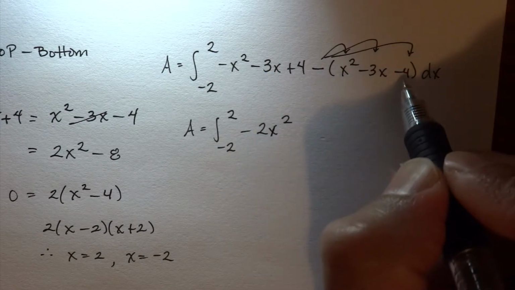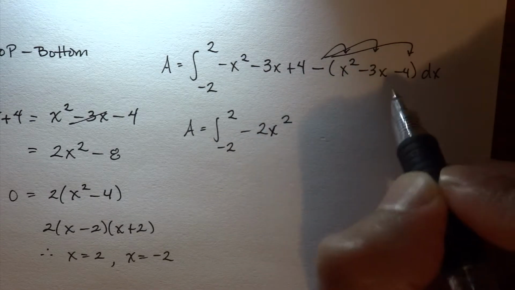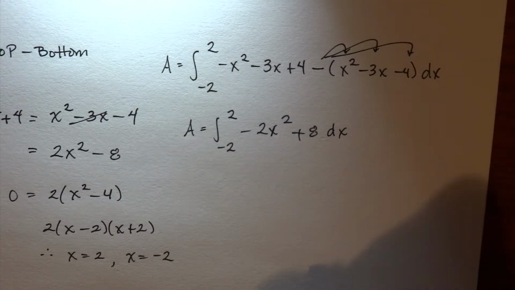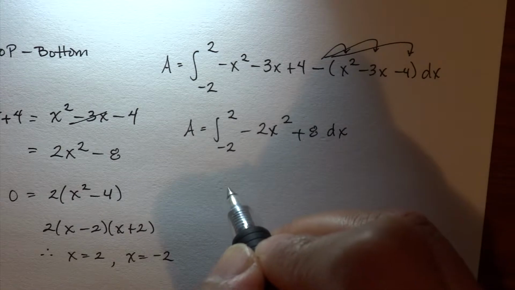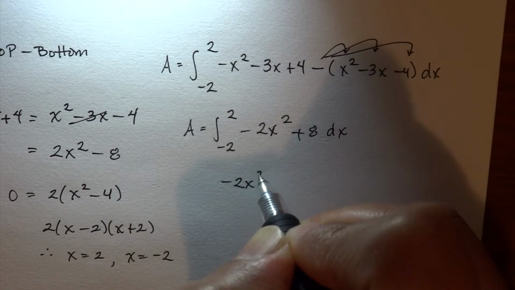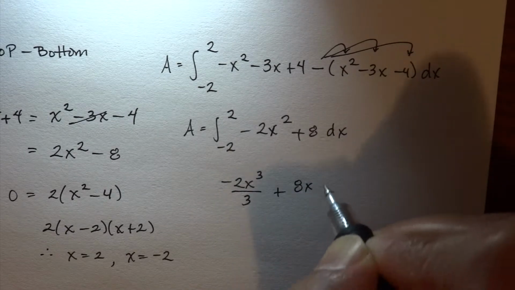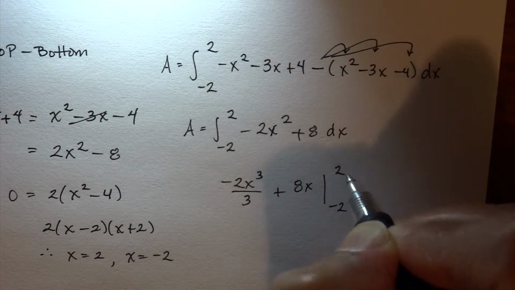And then I have negative 4 and negative, the positive 4, so 4 plus 4 is 8. Okay, dx, and that's what I have now. I just have to go ahead and integrate that. So negative 2x squared becomes cubed, add 1. 8 becomes the x from negative 2 to 2.